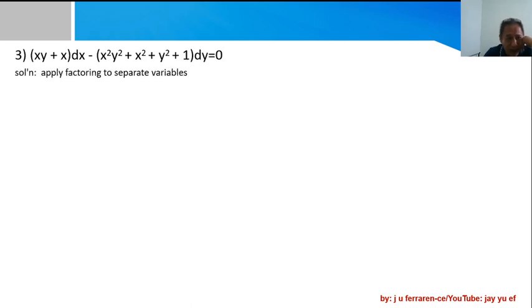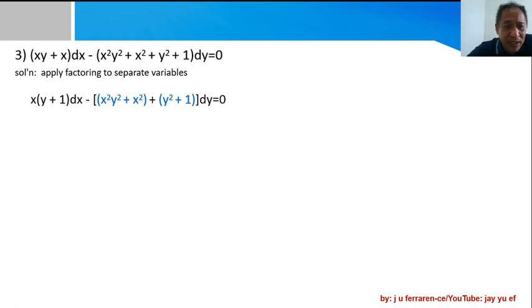Now, in number 3, the problem is that the coefficient is not expressed in factored form yet. So, we have to apply factoring. Notice that my x here is common. So, I apply factoring first, no? Common monomial factor from the first term. In the second term, we have several terms involved, so I can apply grouping of terms.